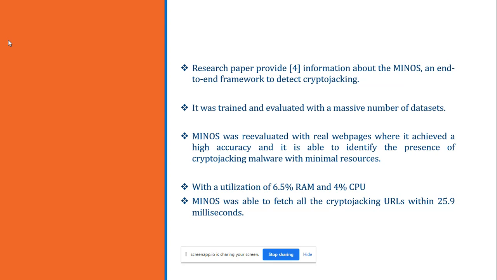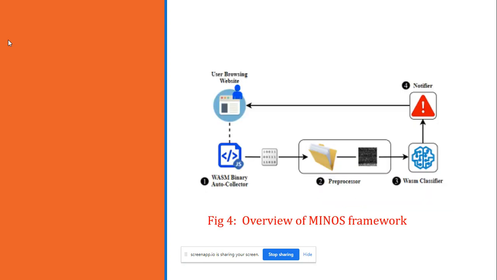Researchers provide information about miners and an end-to-end framework to detect cryptojacking. It was trained and evaluated with a massive data set. Minus was re-evaluated with real web pages, where it achieved high accuracy and was able to identify the presence of cryptographic malware with minimum resources. One of the examples analyzed gave an output within 6.5% of RAM usage and 4% of the CPU. Minus was able to fetch all the cryptographic URLs within 25.9 milliseconds.